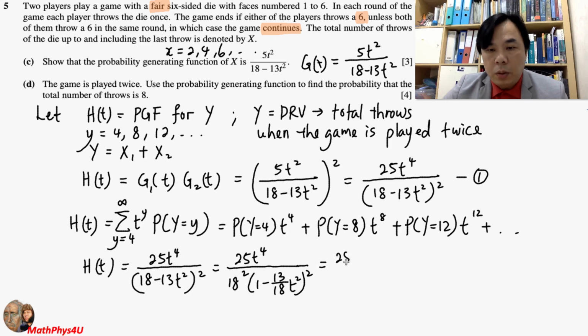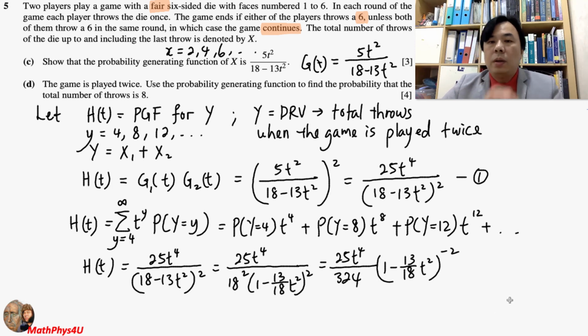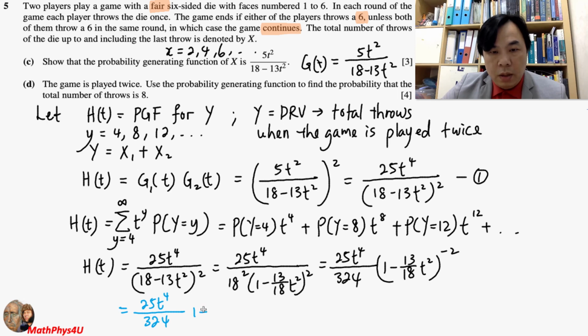And then that will be 25t^4. This is 324 that we have already worked out previously. And then this expression, the denominator, can be written in this form, to the power of -2. Right. Now from here we can perform the binomial expansions for this expression here. Now therefore if I expand that, I would get, okay, I'm going to write down the expansions over here. Okay, it's a rather challenging expansion, I would say, in this case. So that will be 1 plus, okay.